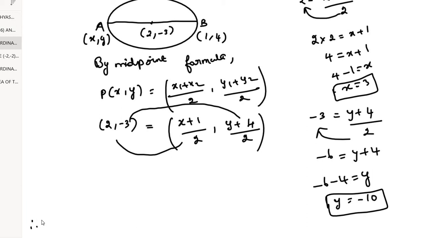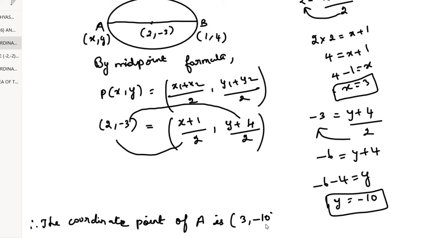Therefore, the coordinate point of A is (3, minus 10). Shall we do the next sum?